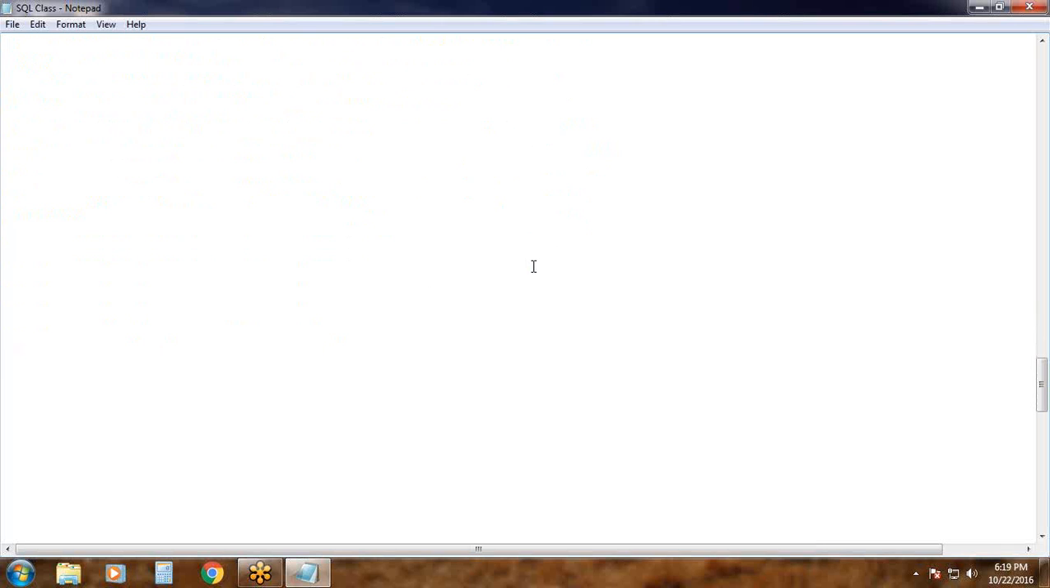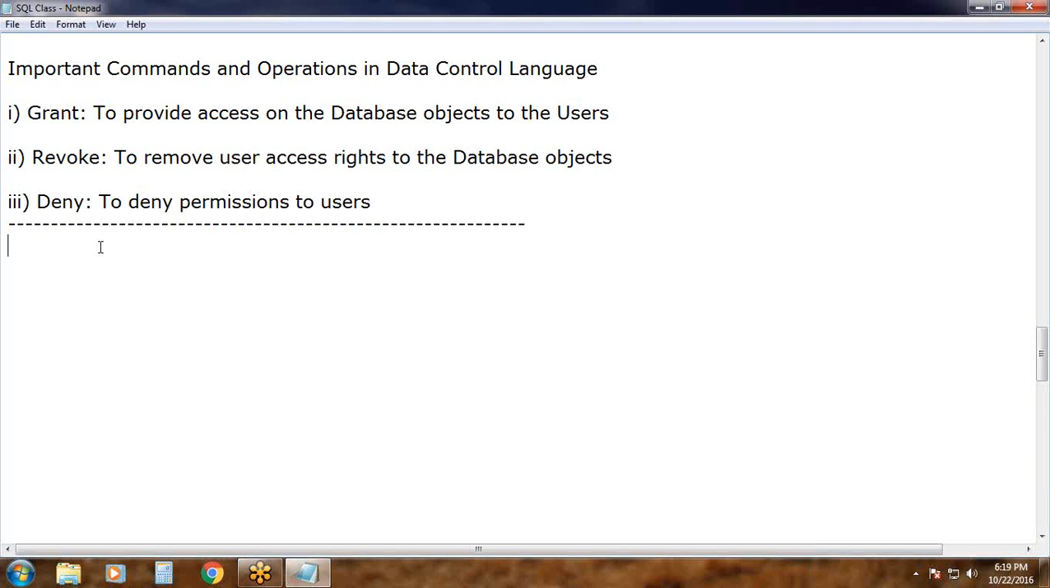Can you tell me, Ravindra, what are the important commands and operations in DCL, data control language? It's grant, revoke, and deny. Okay. Next, come to next topic, SQL syntax. SQL is a database language, but no flow control statements in SQL.